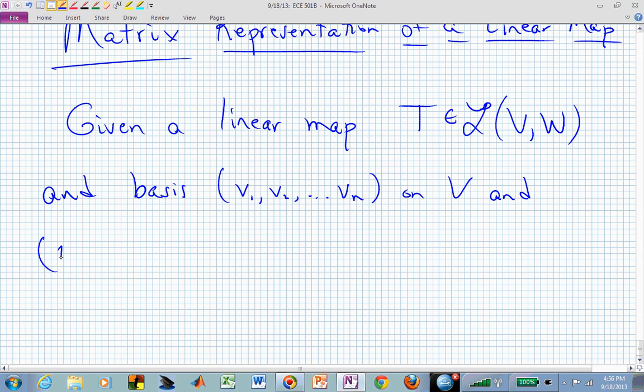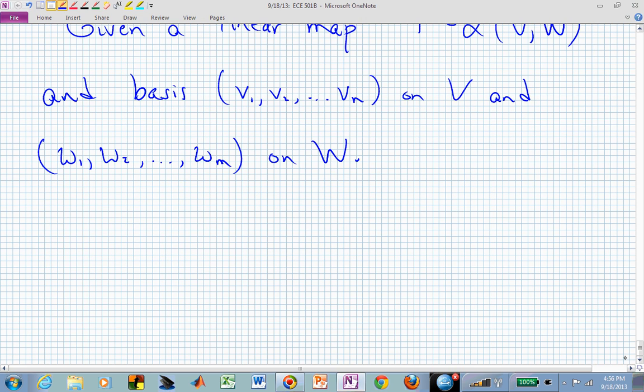And let's say that we have W1, W2, up to W_m, basis vectors on W. And those don't have to be the standard basis. That's what could make this kind of weird. Okay? So V1 could be (1, 0, 1) if it was coming from R3.